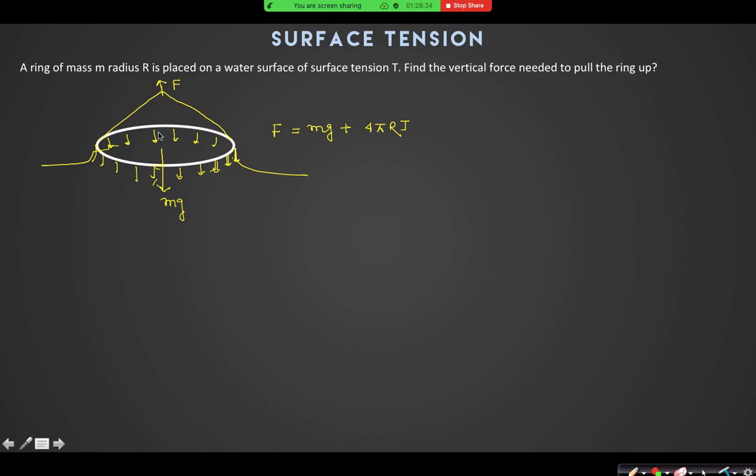If it were a disk, then the force would be smaller. Yes or no? If it were a disk, then inside there will be no surface tension, only the outer surface. I will find 2 pi r t, plus 2 pi.